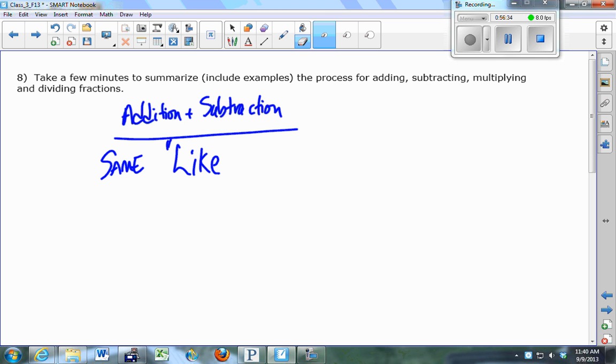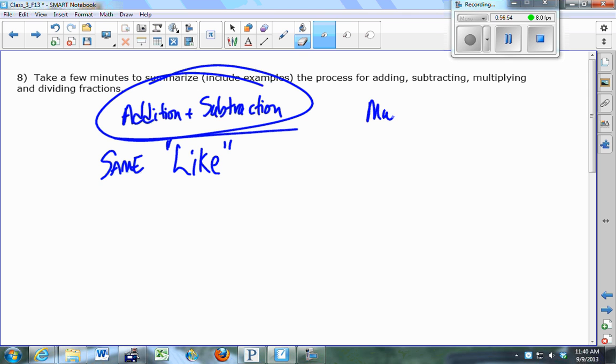We call them like terms when we're doing things like 3x plus 2x. For homework, you had to do like radicals, like 2 square roots of 3 plus 4 square roots of 3, okay? With fractions, they're called like denominators. They've got to be like. Everything when you're adding and subtracting must be like.